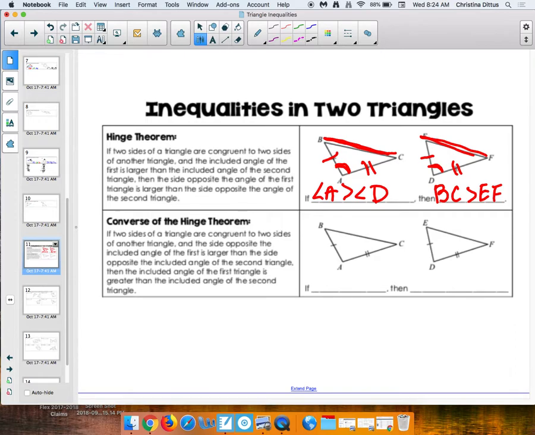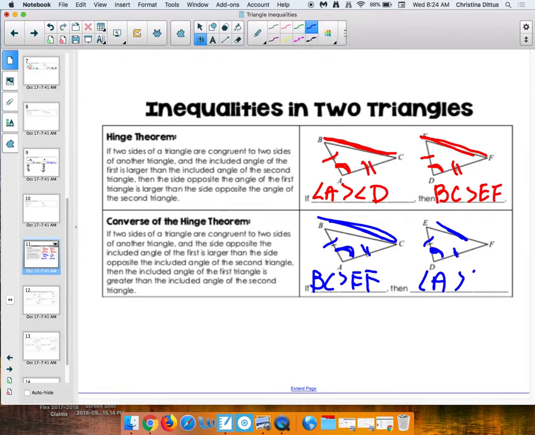Does that kind of make sense? And it works vice versa. If, again, I have stuff the same, and then I tell you that BC is bigger than EF, then this angle has to be bigger than that angle. Oops, angle D. So bigger side, bigger angle, bigger angle, bigger side. Okay? Does that make sense?